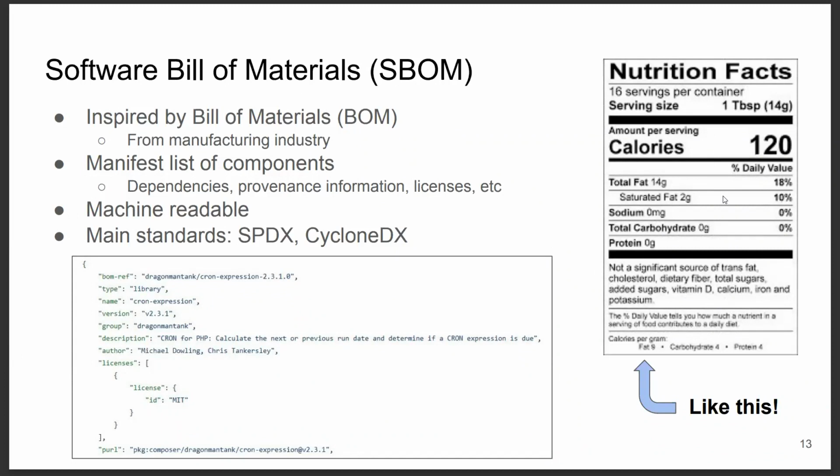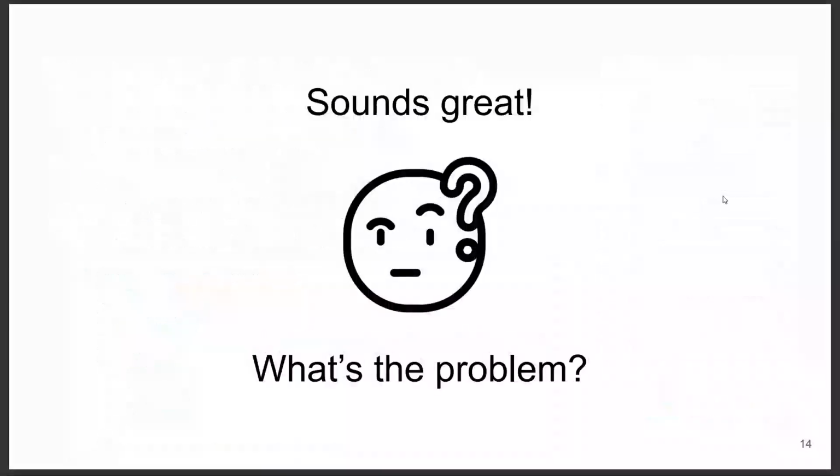Now, bare minimum, these files need to be machine readable, but ideally they should also be human readable. But that gets to be a little bit more difficult as the projects get larger because these documents get really, really long and they can become hard to parse. And currently there are two main standards for SBOMs. There's SPDX and CycloneDX. Unfortunately, we don't have time to dive into those differences, but talk to me after.